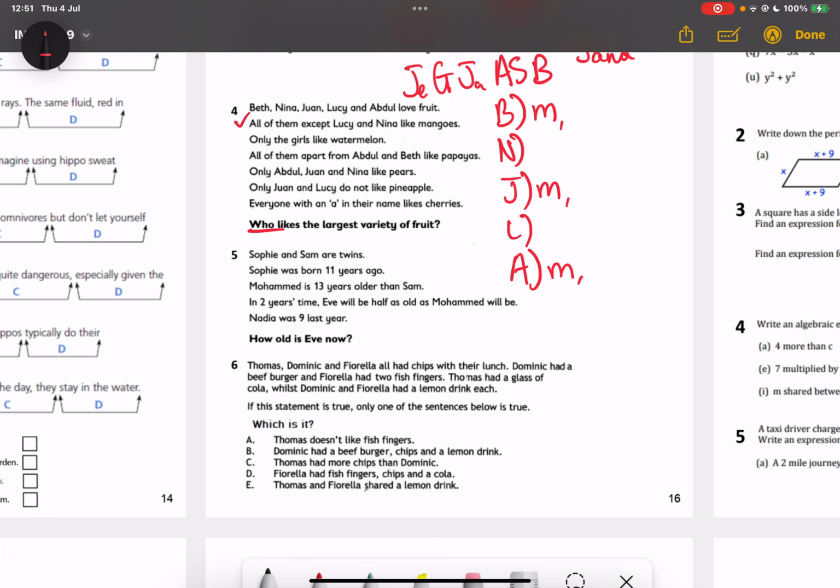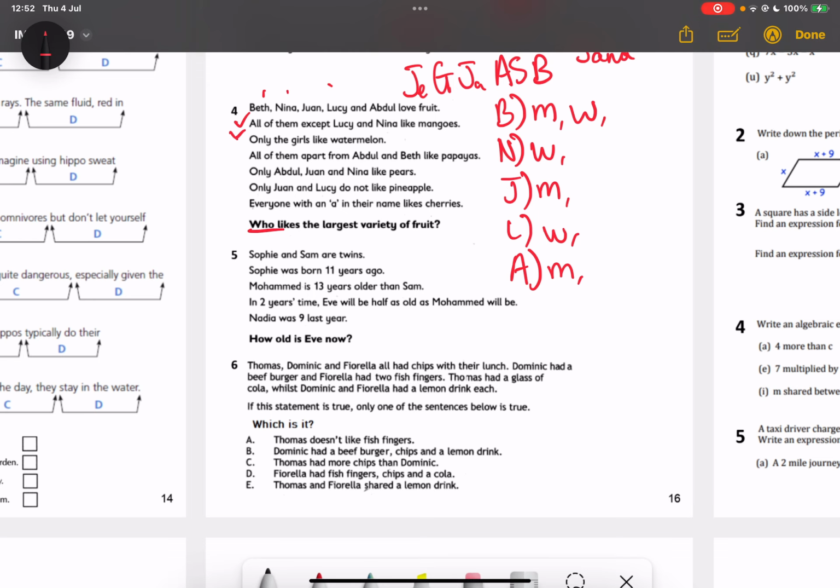Only the girls like watermelons. The girls are Beth, Nina, and Lucy. So Juan and Abdul are boys. Beth, Nina, and Lucy are girls. So only the girls like watermelon. So Beth, Nina, and Lucy. So we've done that. And then all of them, apart from Abdul and Beth, like papayas.